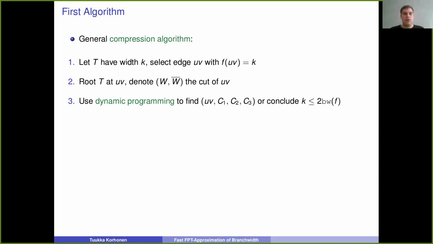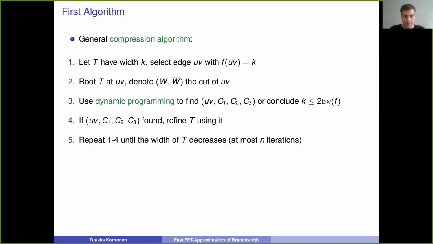And now what we can do, we can use dynamic programming on this decomposition to find this partition that we proved existed, that is optimized for all these criteria that allow global improvement of this decomposition, or to say that it doesn't exist and conclude that actually k was smaller than 2 times branch width of this function. And then if we conclude this, then we return this, and if we find this, then we can use this partition to refine our decomposition, so decrease the number of heavy edges.